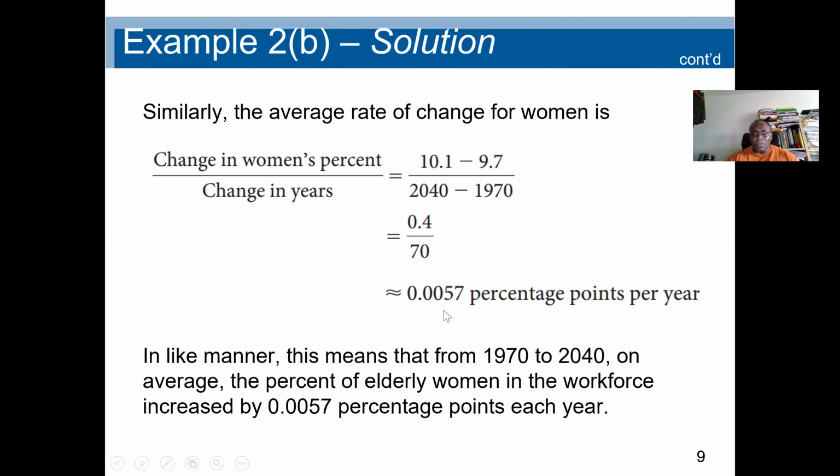So the concept here is how to find the average rate of change. Here we know the difference, which is almost like a slope. The difference of y divided by the difference of x. X is our years, y is our percentage points from the graph.